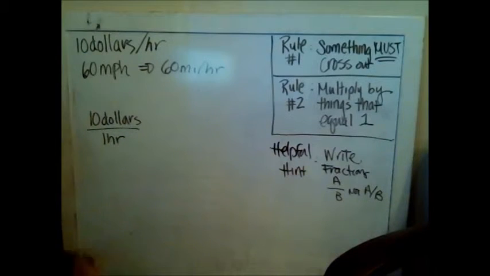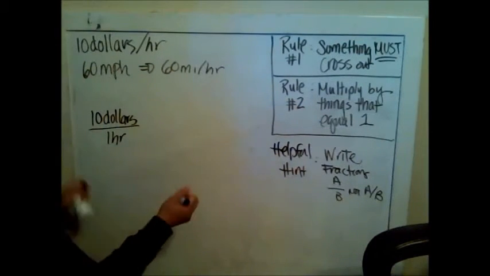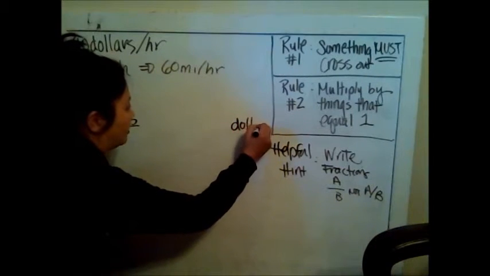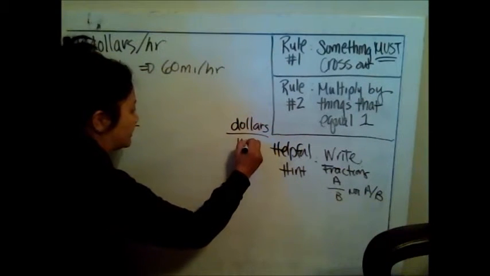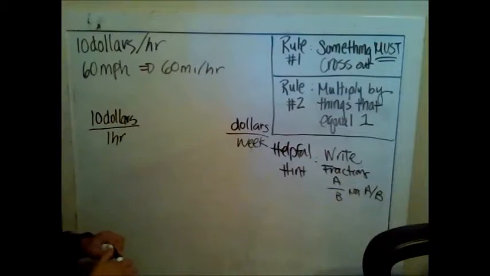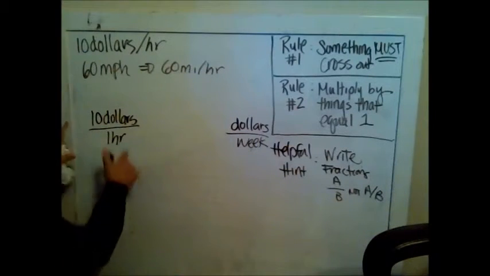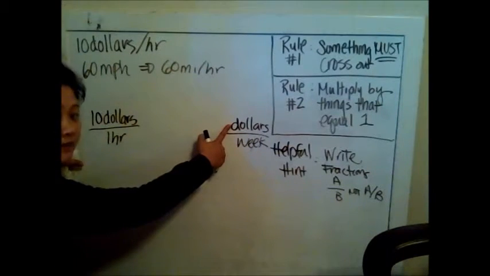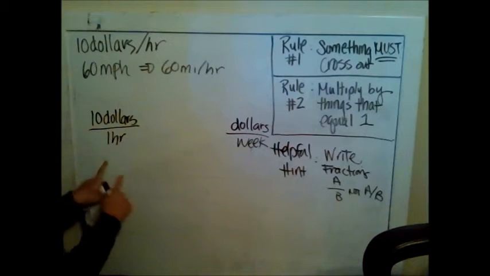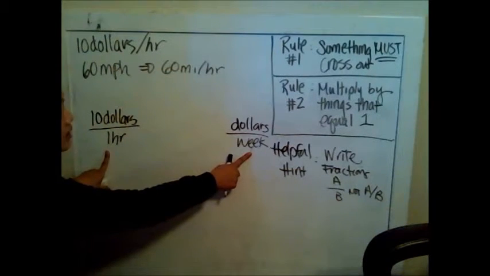And I might say, well, if I worked nonstop for 7 days, I just didn't even sleep at all, how much money would I make? So then I would say, okay, I want to know how many dollars that is in a week. And I'm always going to follow my same rules. I'm going to say, okay, I want it to be in dollars. I'm in dollars in my answer over here, so I'm going to leave dollars alone. But I'm in hours right now, and I want to be in weeks.